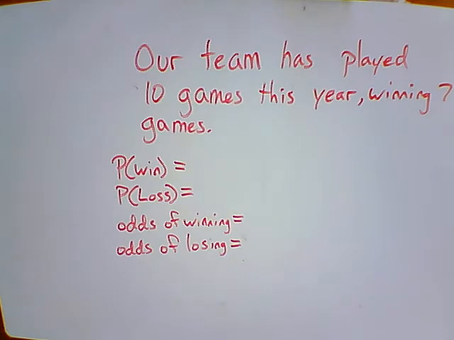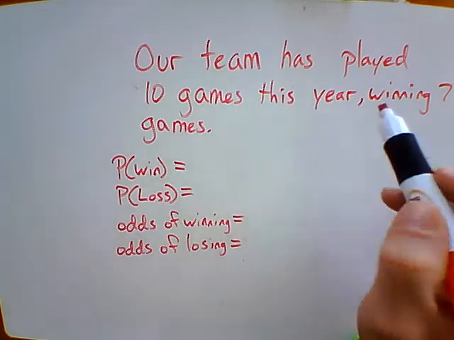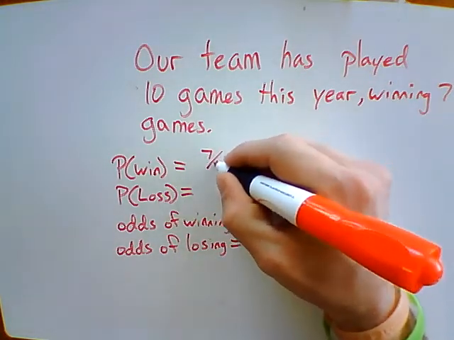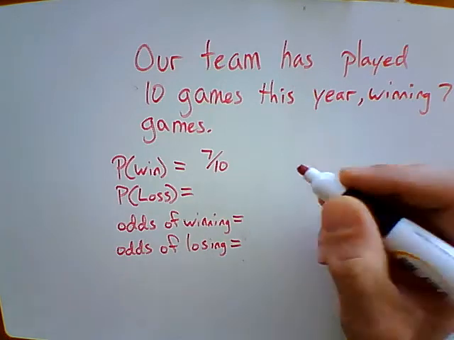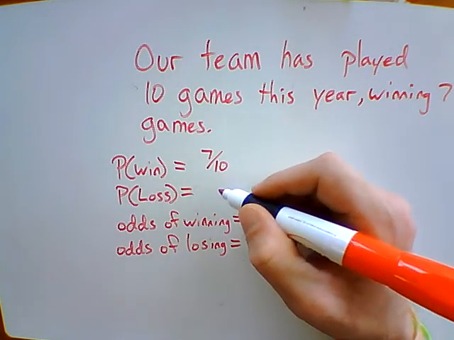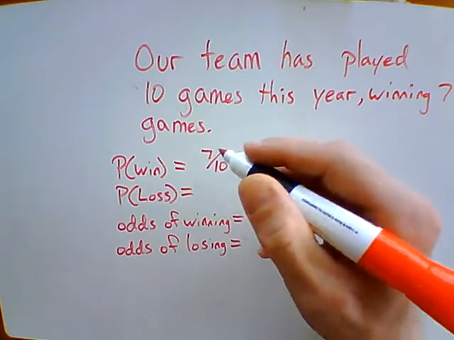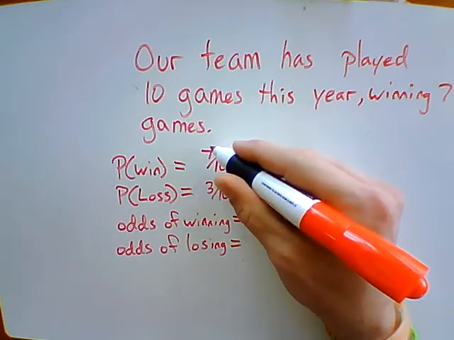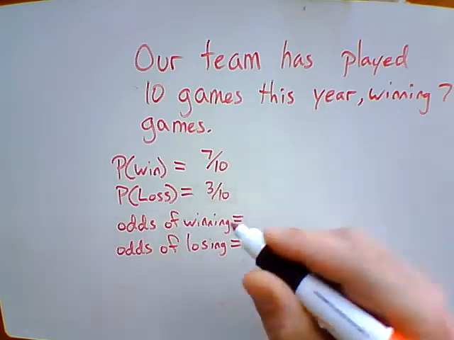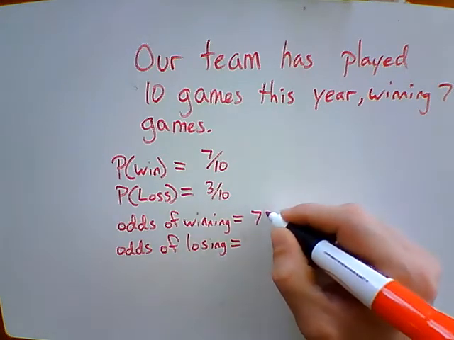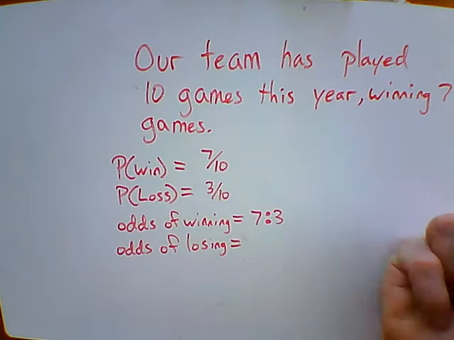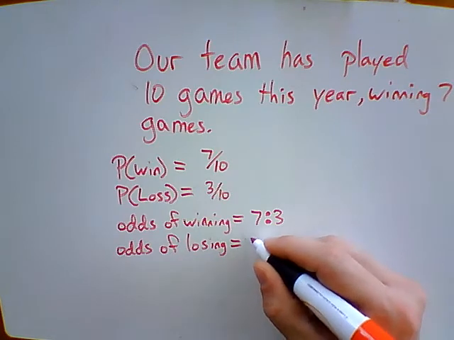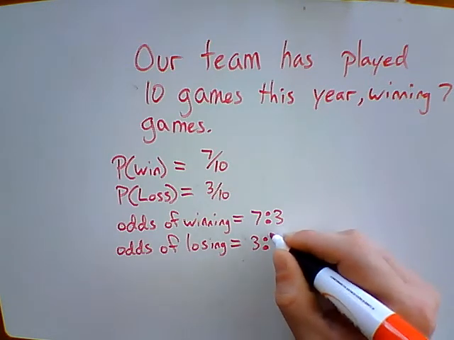Our team played 10 games this year, and they won 7 of them. So the probability of them winning is 7 out of 10. Makes sense? The probability of them losing, remember that's from yesterday, that's the complement of winning. That would be the other 3 out of 10, because they lost 3 games out of 10. The odds of winning are 7 wins to 3 losses. You'll see how these numbers are connecting. The odds of losing are 3 losses to 7 wins.